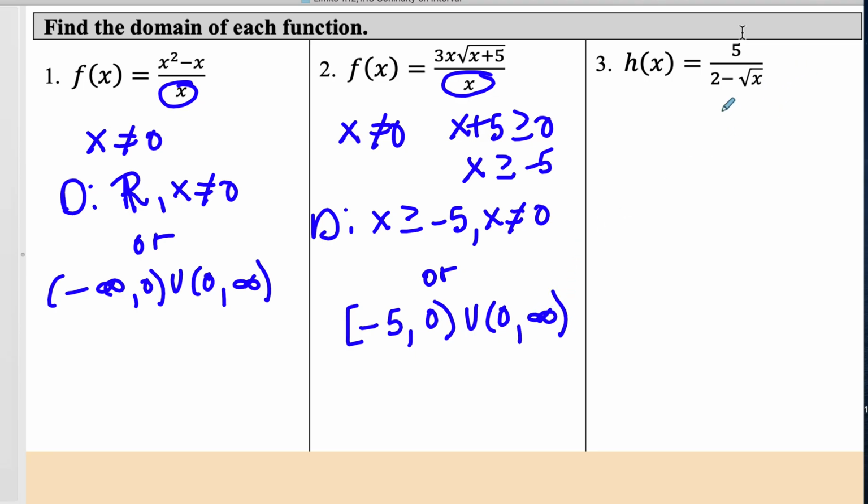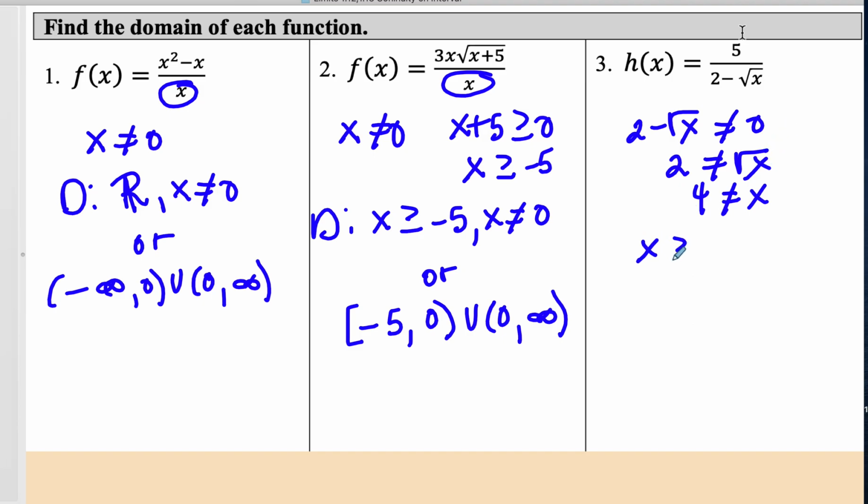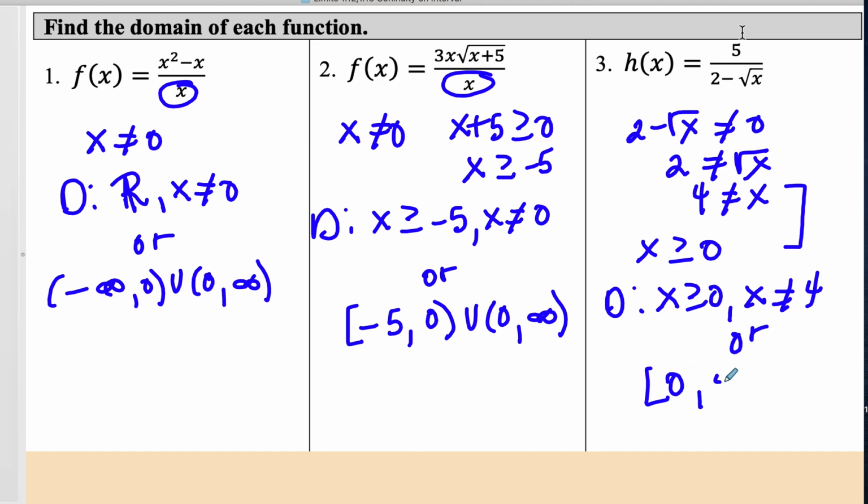Over here we have a rational expression. 2 minus root x is the denominator, and that cannot equal 0. 2 cannot equal root x, and so 4 cannot equal x. The other situation is x, what's under the square root, has to be greater or equal to 0. So we have these two requirements right here, that x cannot equal 4 and that x has to be greater or equal to 0. So the domain can be written as x greater or equal to 0, x cannot equal 4. Or it will be from 0 to 4 union 4 to infinity.